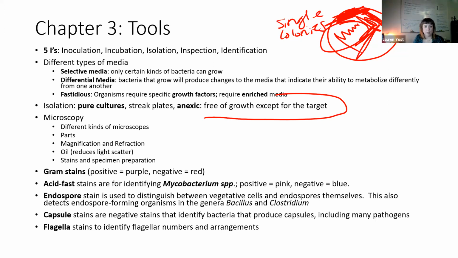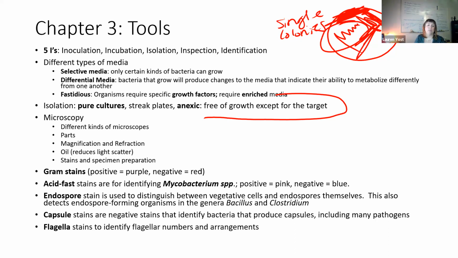So gram stains allow us to determine the differences between the cell envelopes. The gram positives are purple and gram negatives are red in that stain. Acid fast stain looks for the presence of mycolic acid in the cell envelope. That's going to be the case with Mycobacterium species. So positive for that one is going to be pink fuchsia. The stain we use for that is carbolfuchsin. And then negative cells will look blue because we counterstain with methylene blue.